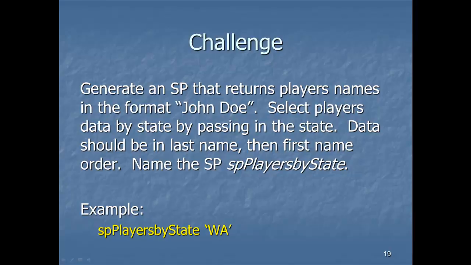So the first problem says, let's generate a stored procedure that returns players' names in the format first name, last name, as in John Doe. Select a player's data by state by passing in a state. So if I pass in Washington, I only want to have Washington players listed. Data should be in last name, then first name order, and then they tell me to call the stored procedure SP players by state. So let's see if we can create this one. Go ahead and pause the slide for just a moment, see if you can do it, and in a moment I'll continue on and create it for you.